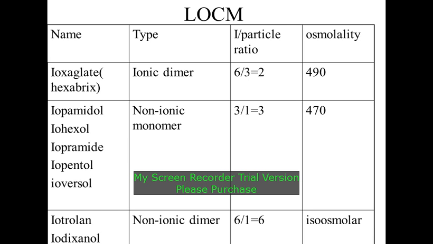Low osmolar contrast media having low osmolality: ioxaglate, that is Hexabrix, ionic dimer, iodine to particle ratio is 6/3, that is 2, and osmolality of 490. Iopamidol, iohexol, iopromide, iopentol, ioversol are the non-ionic monomers having iodine to particle ratio 3 and osmolality 470. Iotrolan, iodixanol are the non-ionic dimers having highest iodine to particle ratio of 6, and they are the iso-osmolar contrast media.